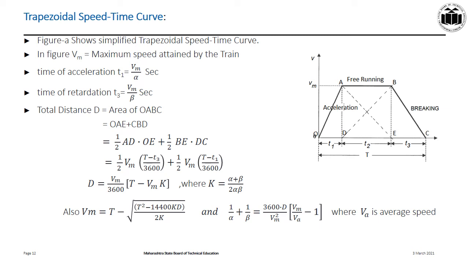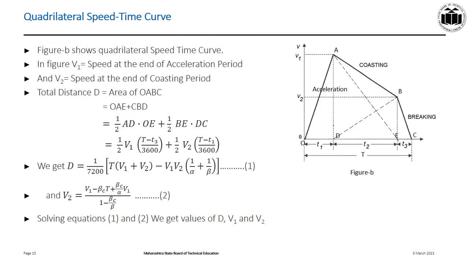Also, we can calculate the maximum speed Vm is equal to (T minus under root T square minus 14400 kd) divided by 2k, and 1 upon alpha plus 1 upon beta is equal to 3600 d divided by Vm square into (Vm upon Va minus 1), where Va is the average speed of the train.